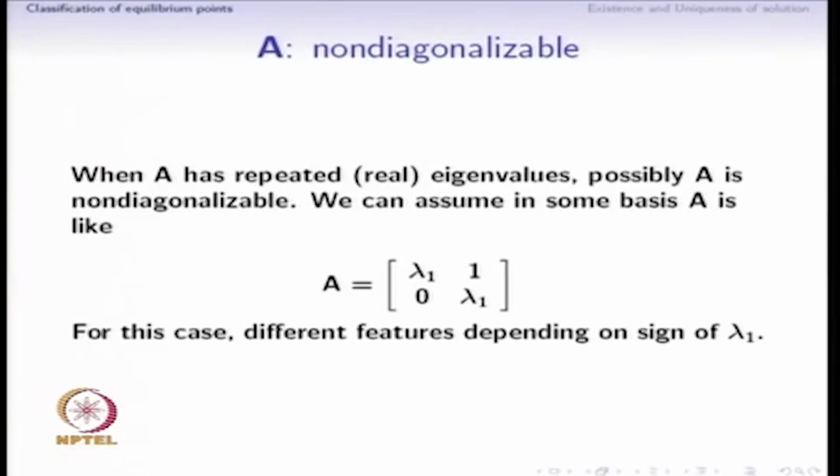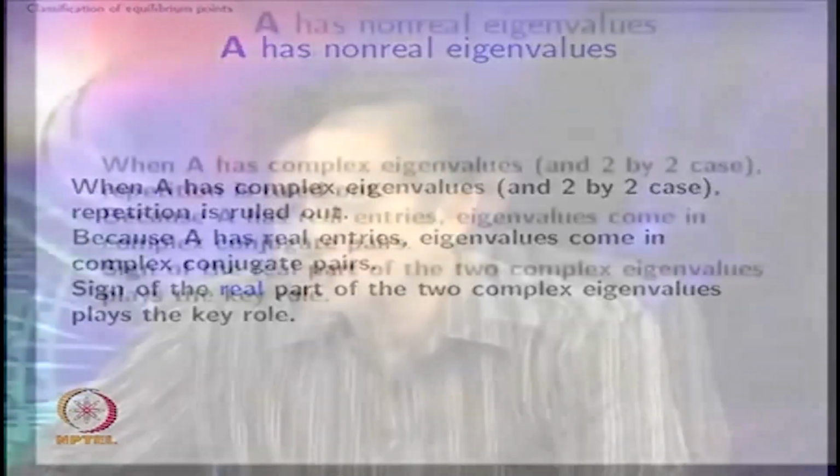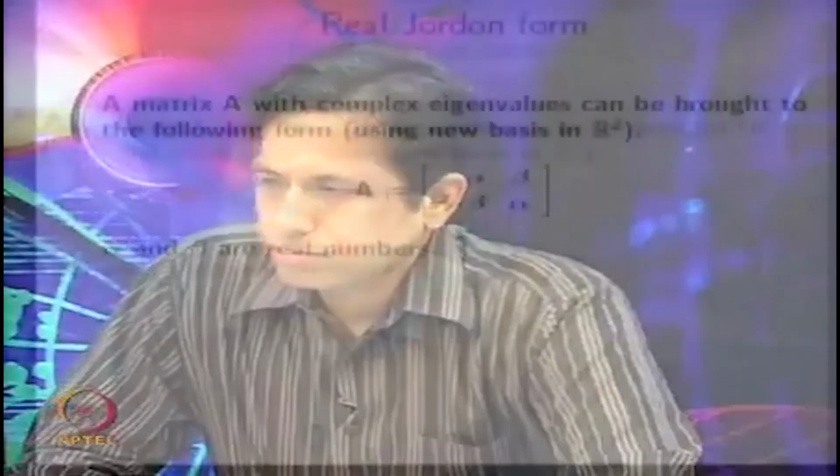Here the different features depend on the sign of lambda 1. And when A has non-real eigenvalues, that means it has complex eigenvalues, then for the 2 by 2 case, repetition of eigenvalues is ruled out. Why? Because they have to occur in conjugate pairs. Since A has real entries, the eigenvalues have to occur in complex conjugate pairs. That time the sign of the real part plays a key role, the real part of the two complex eigenvalues.